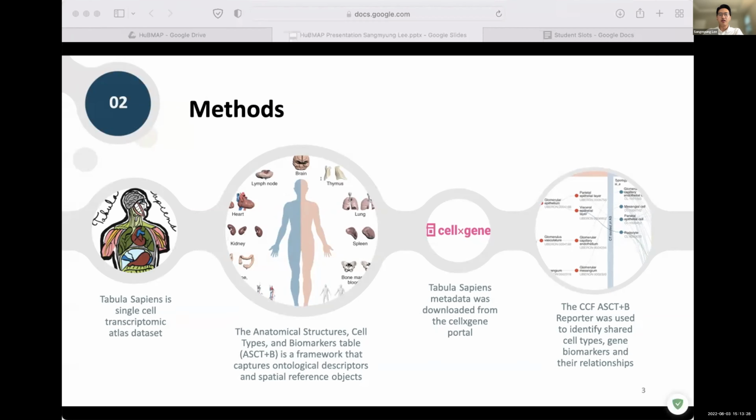Cell Ontology ID and the Uberon anatomy ontology are specific ontologies covering all major cell types and the anatomy. The ASCT plus B Reporter lets users explore the anatomical structure, cell types, and biomarkers, their interrelationship, and their linkage to the existing ontology and the supporting literature. To do this, we first unified the names of the corrected cell types for the identical cell types by removing the cell types mapped to the same name in the Cell Ontology ID.